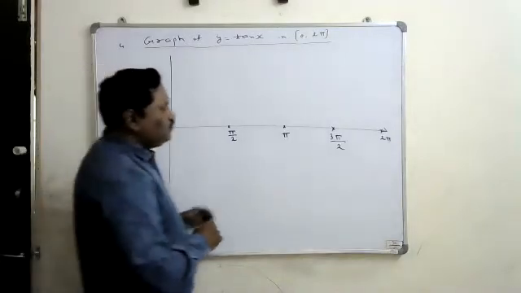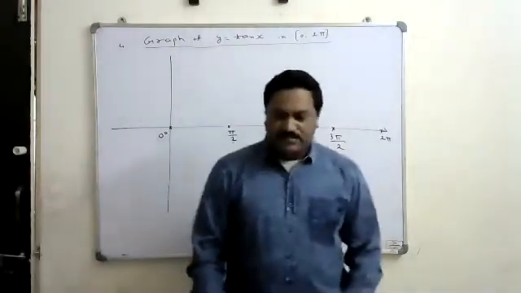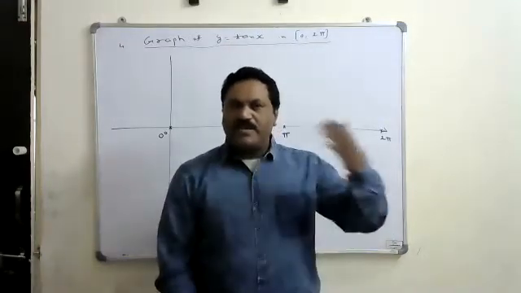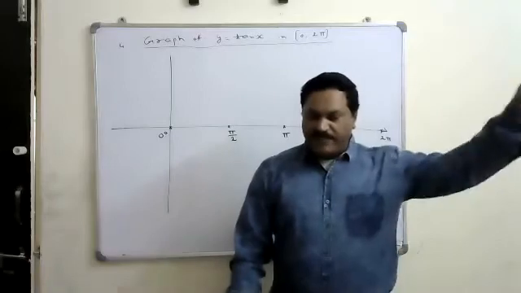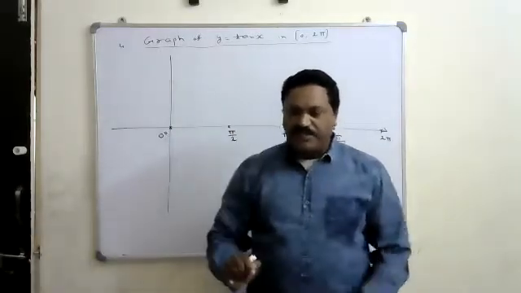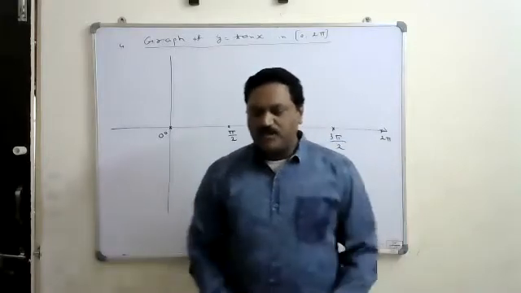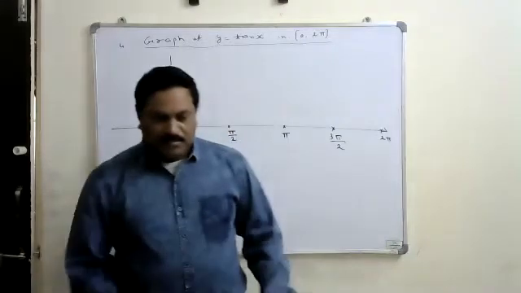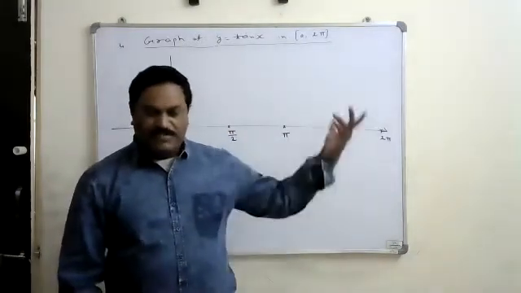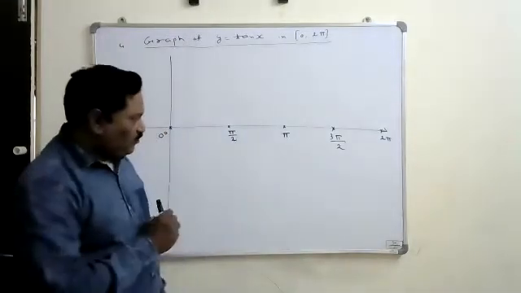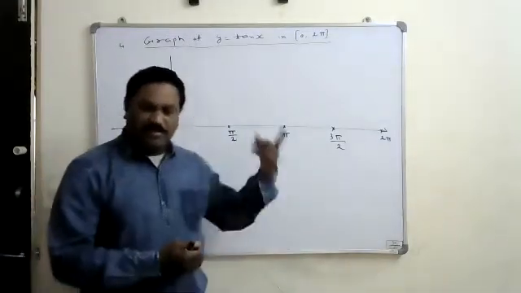Now the range of tan x, which is R. R means it gives all the real values from minus infinity to plus infinity. So how do you represent all these values on the graph paper? Because infinity, how do you represent it in the graph? We can't represent that infinity on the graph paper.